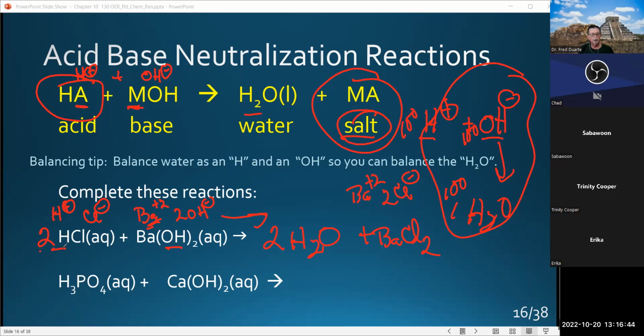We have a total of 4 hydrogens on the reactant side. We got 2 coming from hydrochloric acid, 2 coming from the hydroxide. On the product side, we have 4 hydrogens coming from 2 molecules of water. So they're good to go. Barium, we got 1 barium on the reactant side, and we have 1 barium on the product side. And then we're going to have 2 chlorides on the reactant side. And sure enough, we got 2 chlorides on the product side. So we have a balanced chemical reaction.